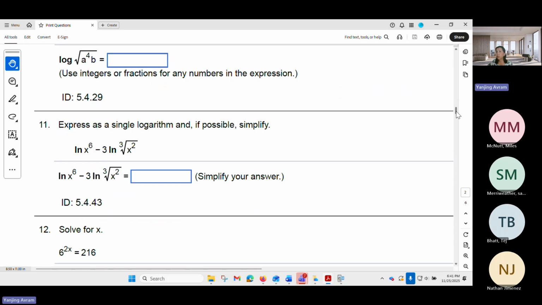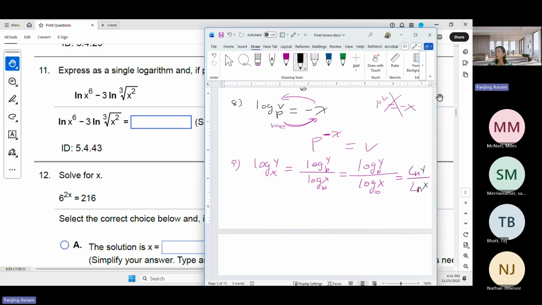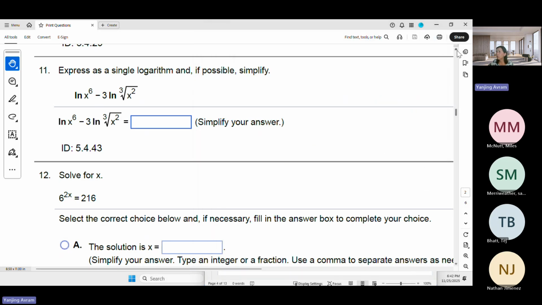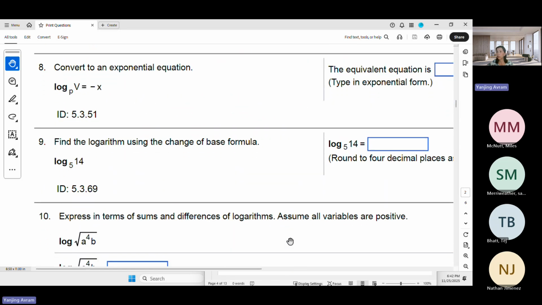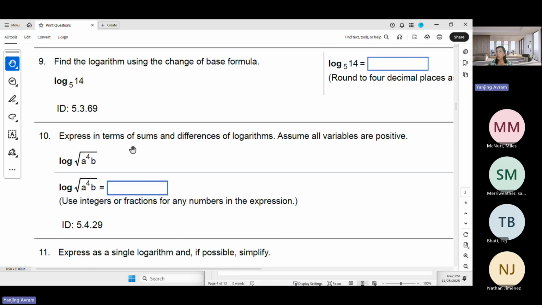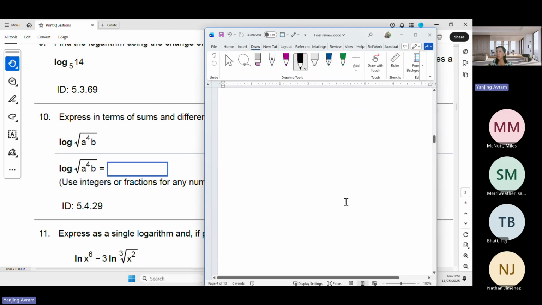All right, let's look at number 11. Express this one as a single logarithm. So for this one we have to know the properties of the logarithm. Did we skip number 10? Oh yeah, we skipped number 10. Number 10 here is to express this one in terms of sums and differences of logarithms. So same thing, you will need to know the properties of the logarithm.